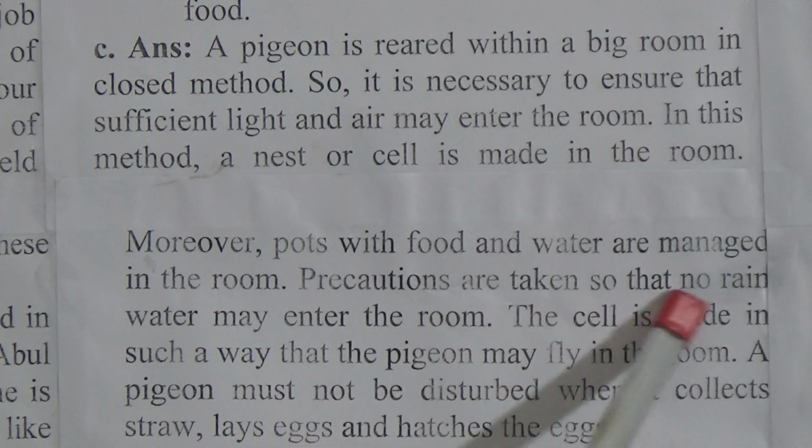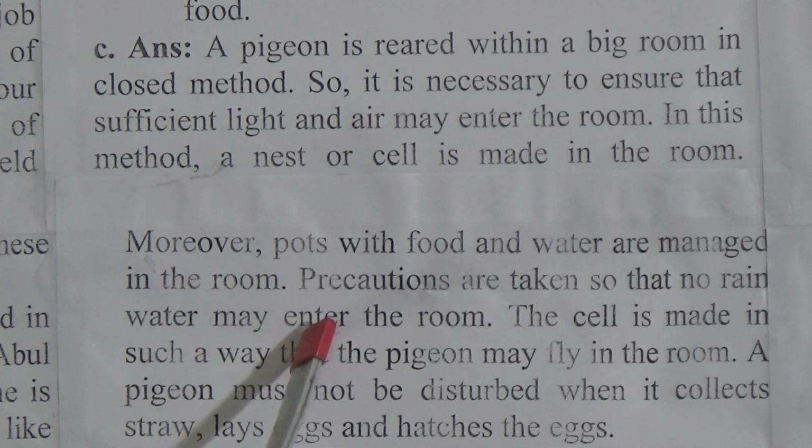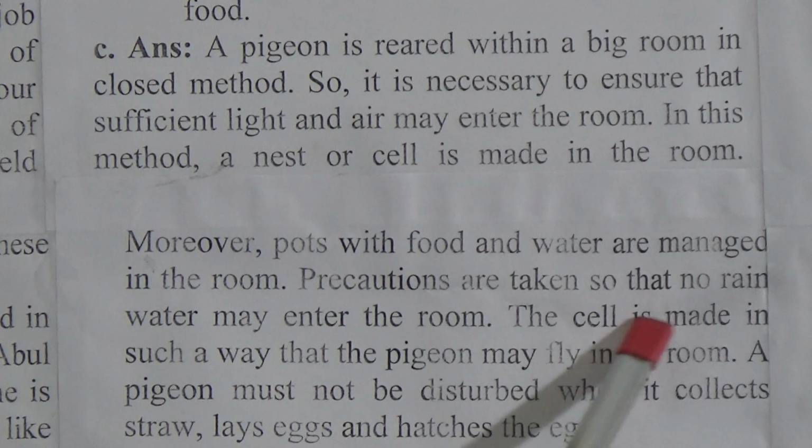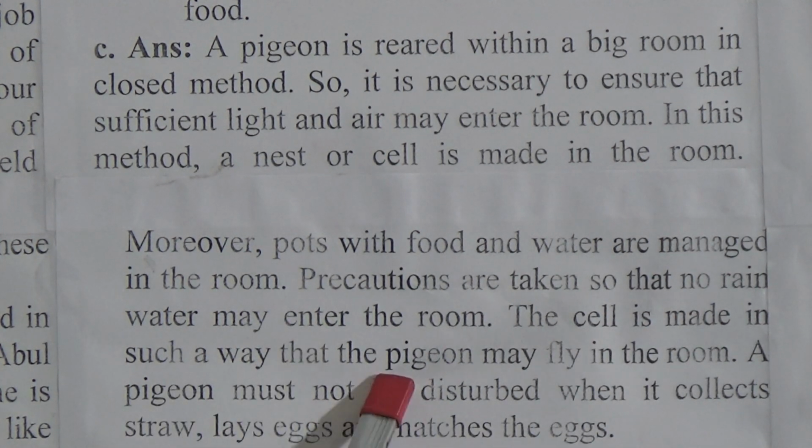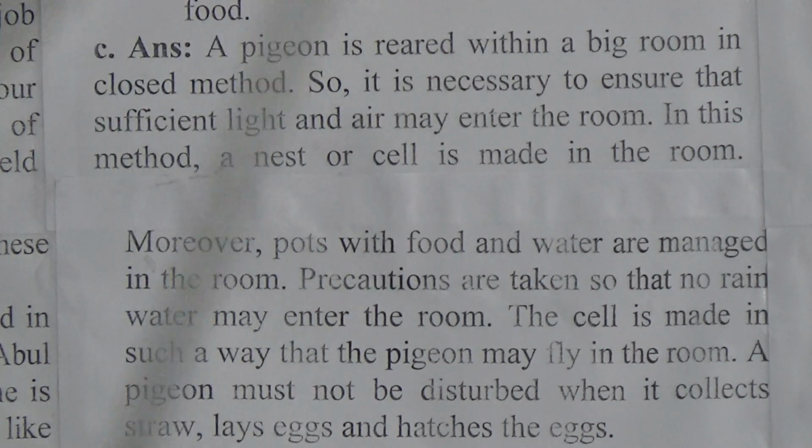Precautions are taken so that no rain water may enter the room. The cell is made in such a way that the pigeon may fly in the room. A pigeon must not be disturbed when it collects straw, lays eggs, and hatches the eggs. These are very important. You just remember this when you cultivate pigeons.